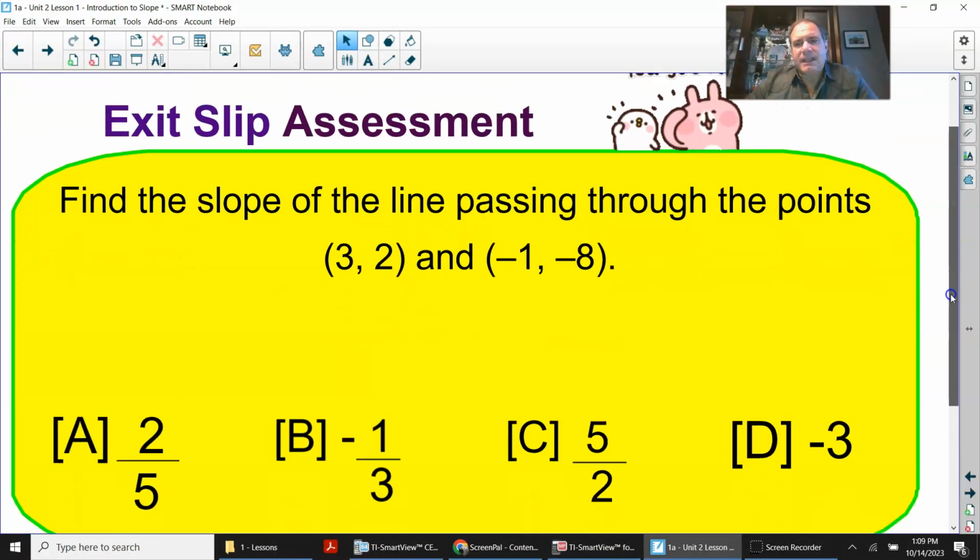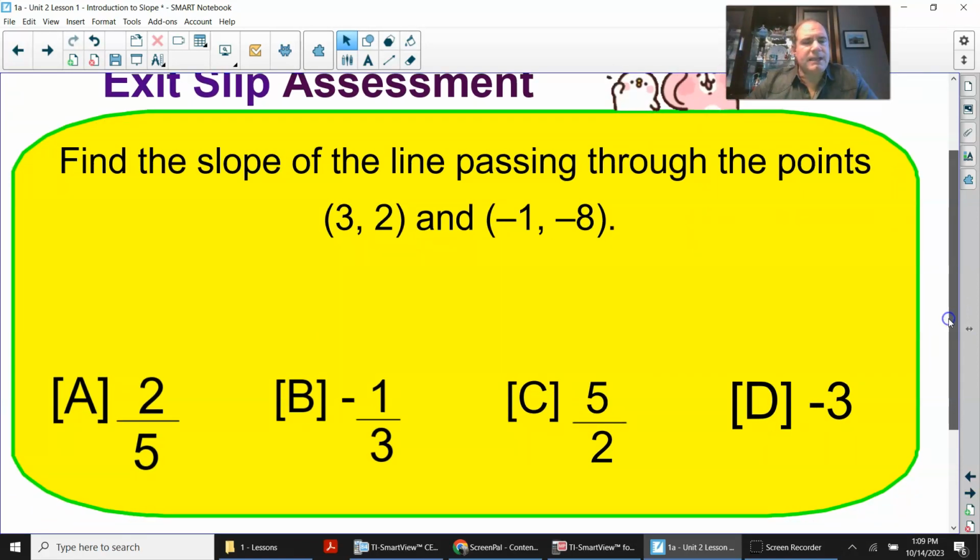Here is the exit slip assessment. Go ahead and see if you could do this one and get this correct. We'll come back with that answer. Press pause now.